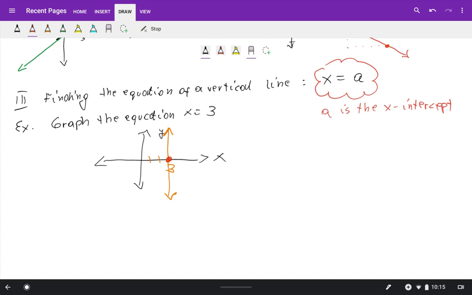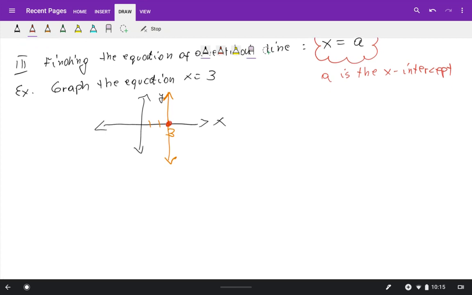Next, what we're going to review, we're going to talk about how to use the point-slope formula of the line to identify horizontal lines.